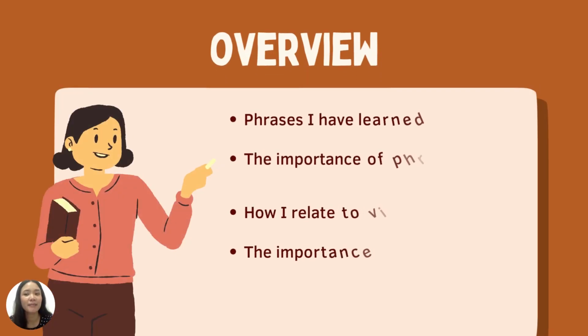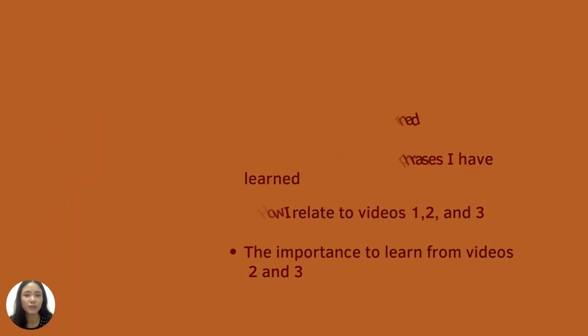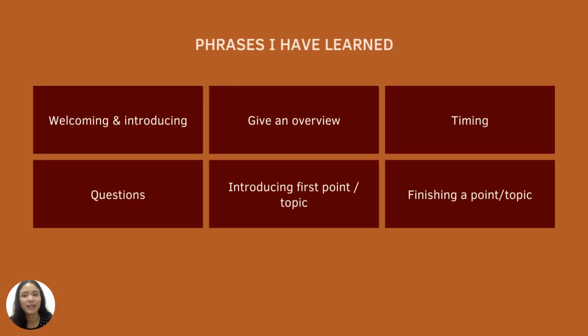I have divided my presentations into four main parts. First of all, I'll talk about phrases I have learned. And then second, we'll look at the importance of phrases I have learned. Third, we'll talk about how I relate to video 1, 2, and 3. And finally, I'll tell you about the importance to learn from video 2 and 3. My presentation will take about 4 to 5 minutes. Let's start with phrases I have learned.